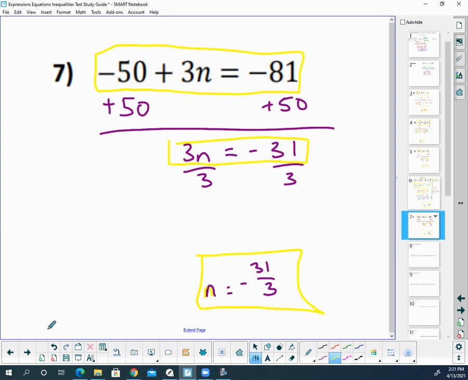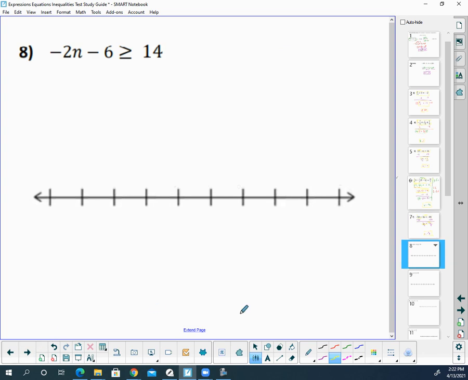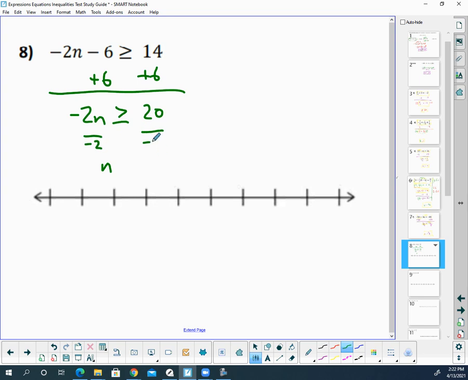All right, moving on to number 8. This one is a solve and graph. So we're going to solve this and then we're going to graph it. I'm going to add 6 to both sides. So I get negative 2n is greater than or equal to 14 plus 6 is 20. Well, I don't want negative 2n, I want 1n. So I'm going to divide this side by negative 2. If I take one side and divide it by negative 2, I've got to take the other side and divide by negative 2.